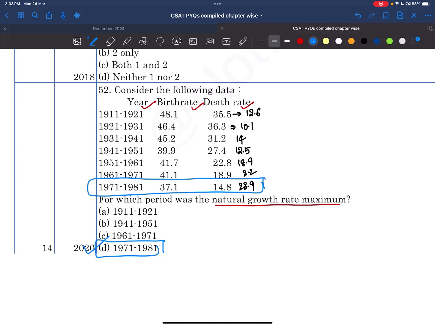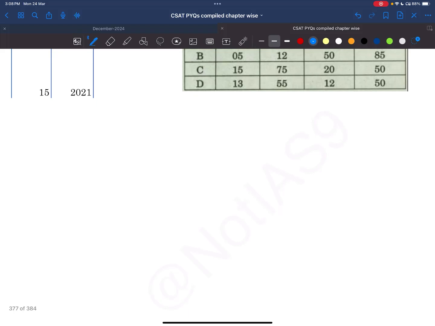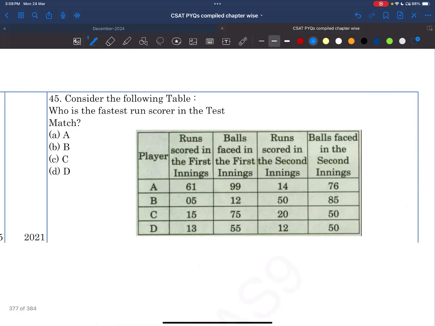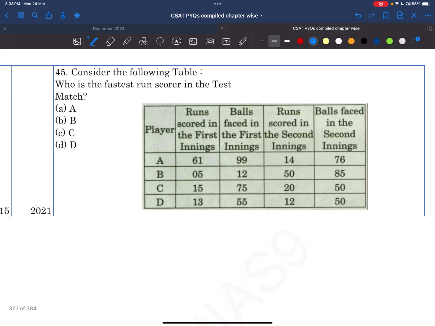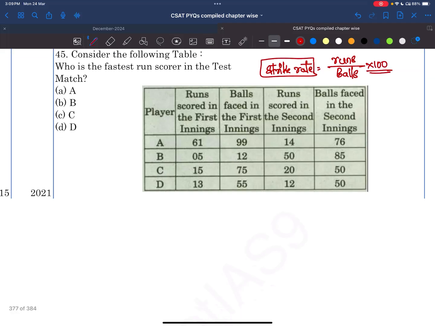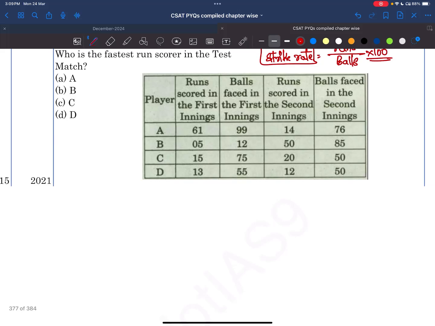Very simple. Now, let's go to the next question. This will be the last question for this entire PDF, friends. Okay. Now, consider the following table. Who is the fastest run scorer in the test match? Fastest run scorer means what? He's asking for strike rate, runs scored by balls, right? Into 100. Now, let's find out the strike rates of all the players.